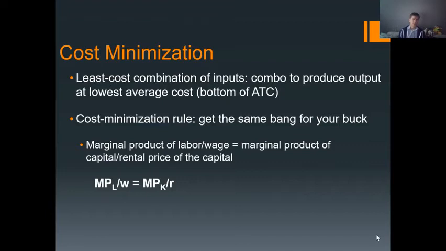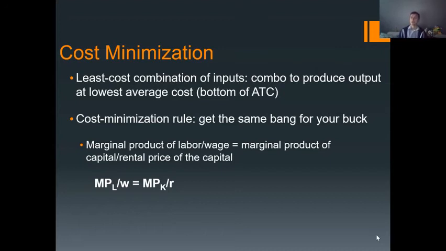The cost minimization rule is to get the same bang for your buck from every different input. So for this, your marginal product of labor divided by your wage, MP sub L over wage, should equal your marginal product of capital divided by the rental price of that capital, or in other words, the wage of the capital, however much you have to pay for it. So when those are all equal, you are at the bottom of your ATC.